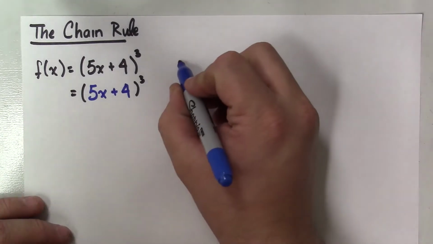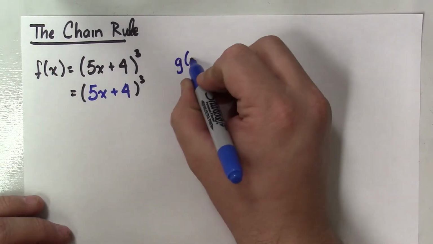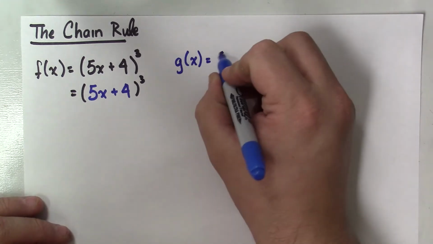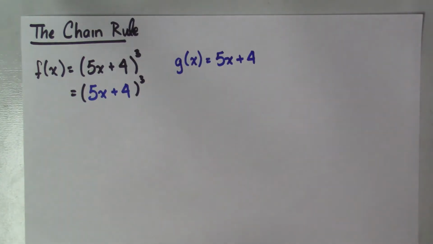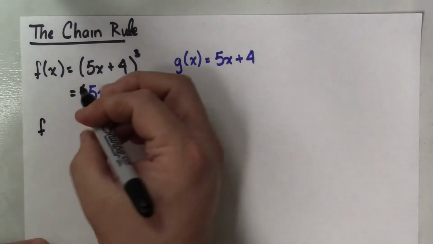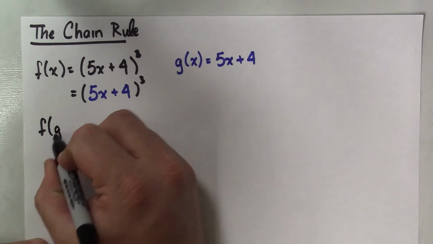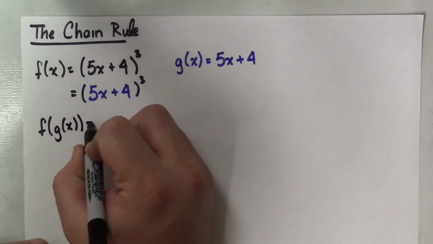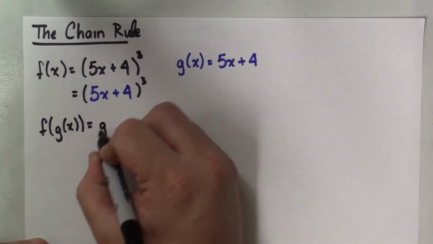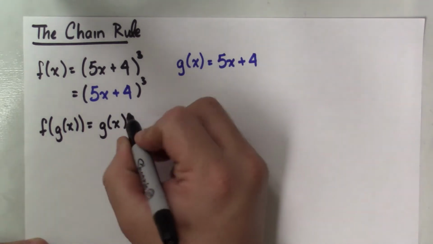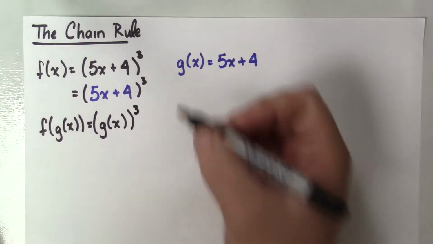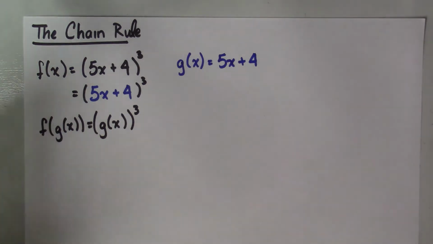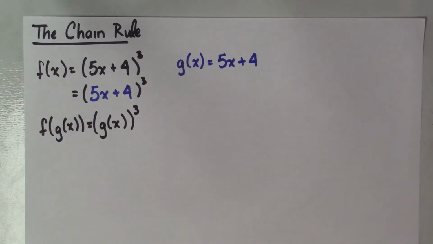So if I define g of x to be 5x plus 4, what I'm really saying is that f of g of x is g of x cubed. Now, Mr. Garwood, why does this matter?